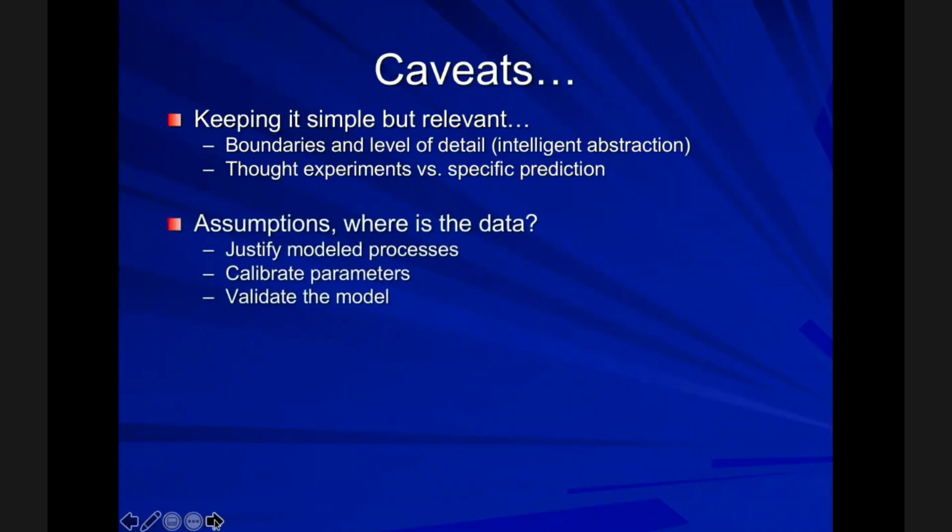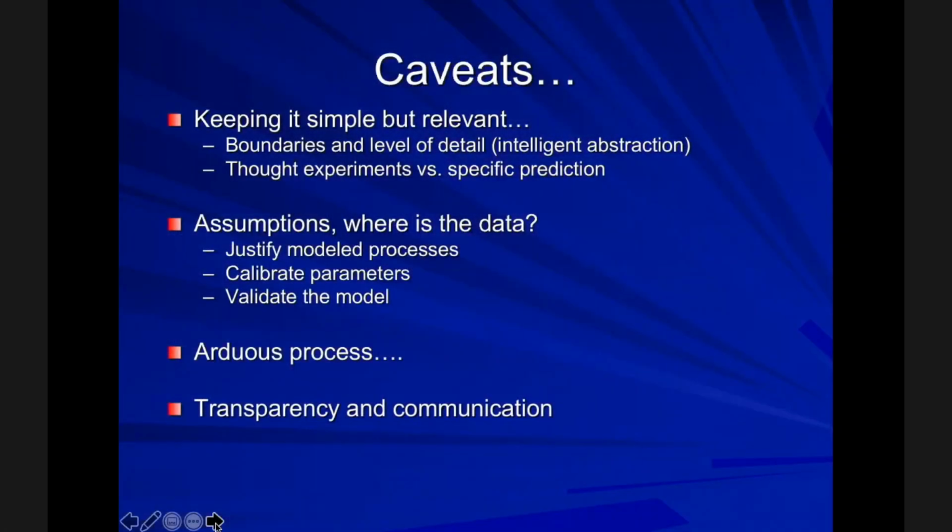Another big caveat is assumptions. These models require a lot of data. They have a number of assumptions. And sometimes it can be challenging to have the data to support those assumptions or to validate the models. However, they do make these assumptions very transparent. It's an arduous process. Anyone who's done it knows this. And transparency and communication about these models can sometimes be a challenge. Replication, for example, as well.